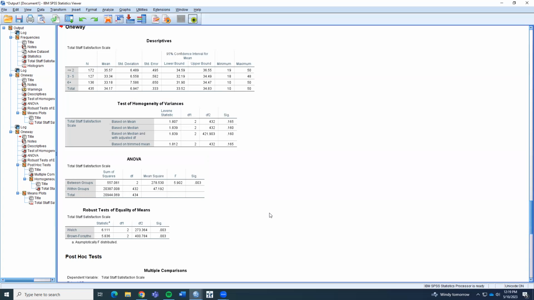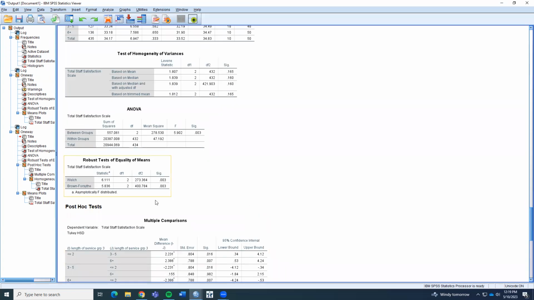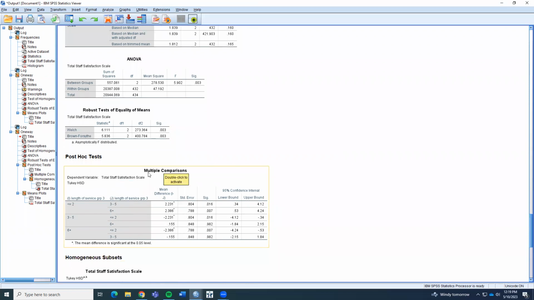Okay, so we are going to, in our post-hoc, right here, under Tukey, and here we have Tukey right there, we can see that the group with 3 to 5 years, this one right here, and the group with 6 or more years, this one right here, are significantly different than the group with just 2 years. This right here. All right. Very different.